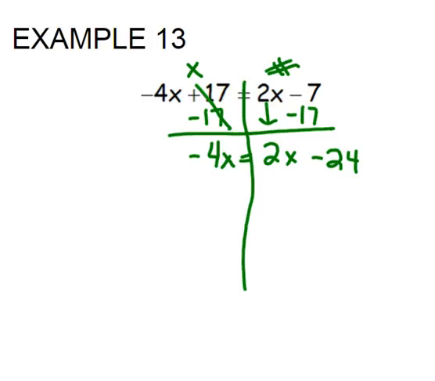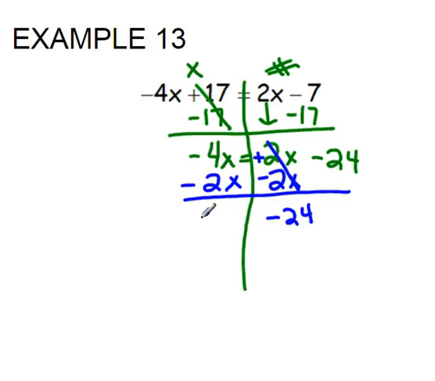Next, I'm going to focus on that right side and look for my variable term that I need to move to the left. The negative 24 is a constant, and that's what I want on that side. The 2x, however, is a variable term, so I need to move it to the other side. It is a positive 2x, so I'm going to inverse it with a negative 2x. This will cancel out the 2x on the right and leave us with negative 24. On the left, negative 4x and negative 2x make negative 6x.